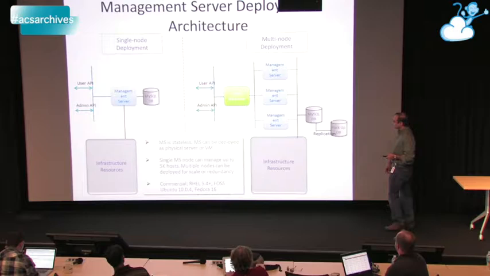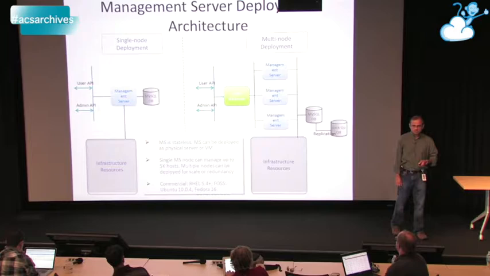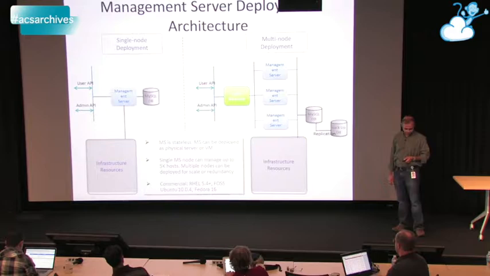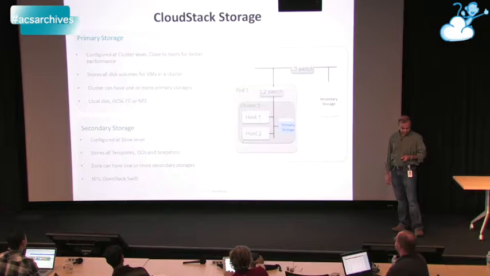You really want to do slave replication just to make sure that your database is reliable. The management server, you usually QA on RHEL, RHEL 5.4, but we have a community using it on Ubuntu and Fedora as well. Any questions so far about the deployment of the management server?